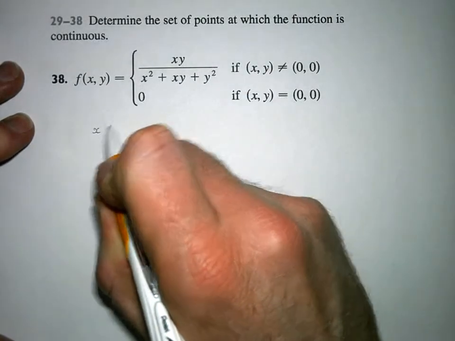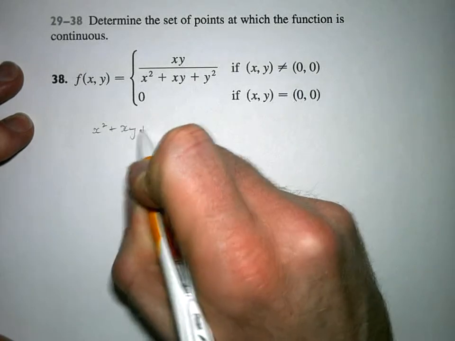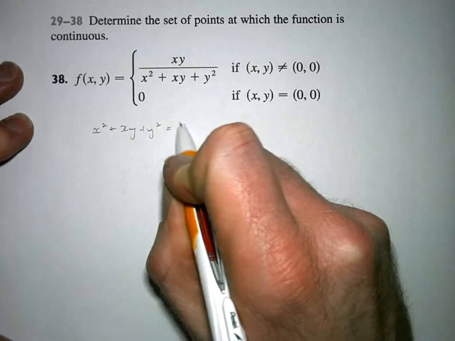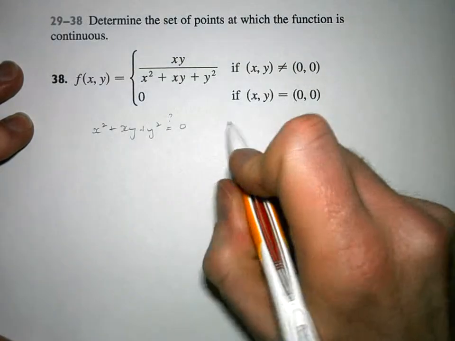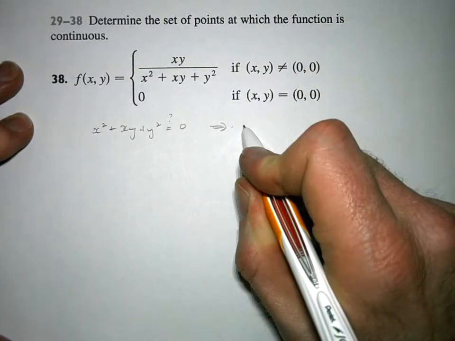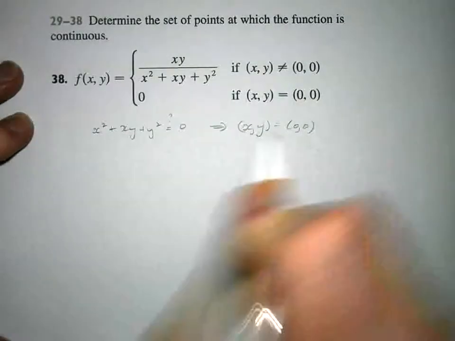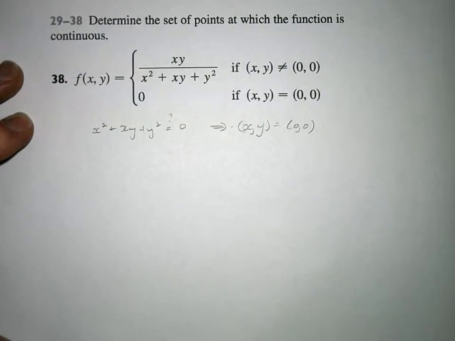So we want to know when x squared plus xy plus y squared is equal to 0. When does this happen? Well, it turns out that the only time that this happens is when x and y are both equal to 0. Now, in order to show this, if you've got a nice simple way of doing it, please do come and show me.